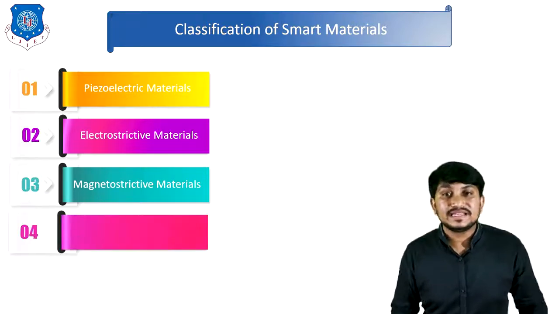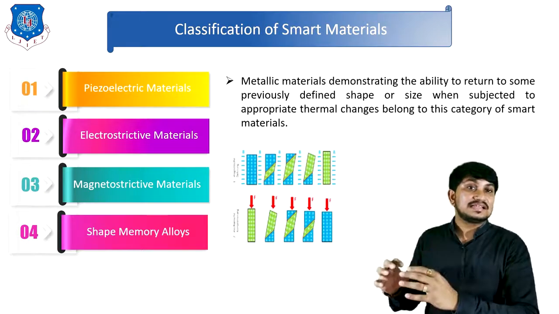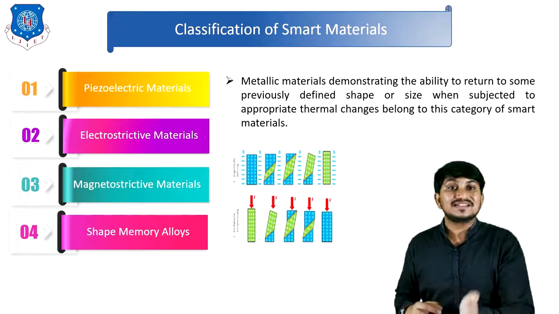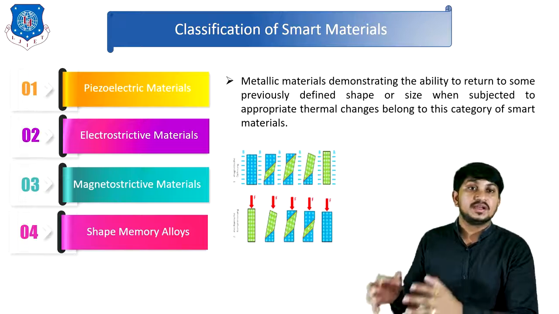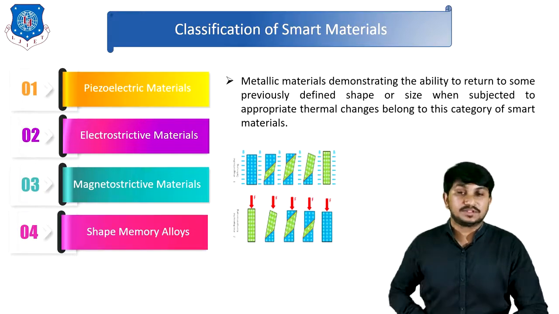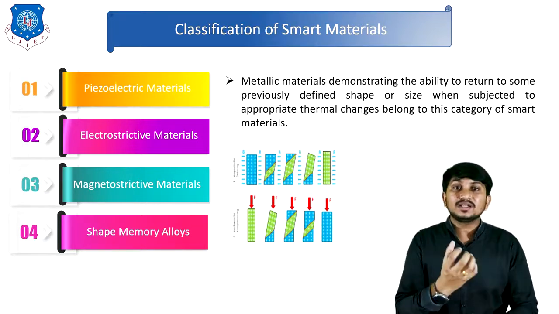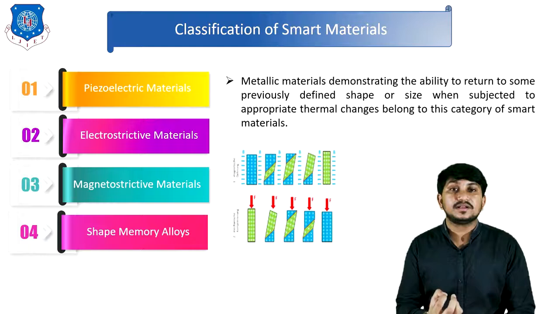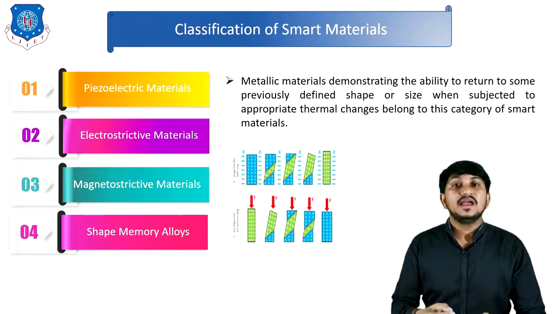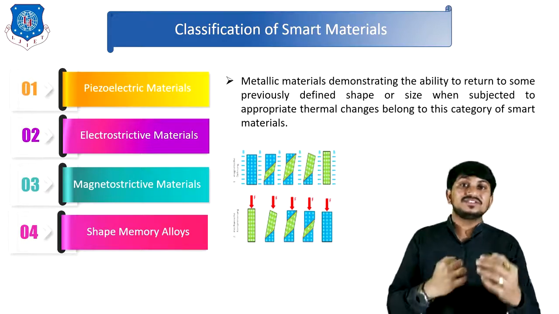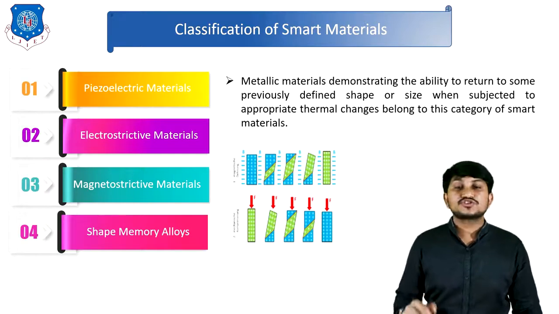Fourth type of material is shape memory alloys. Metallic materials demonstrating the ability to return to some previously defined shape or size when subjected to appropriate thermal change belong to this category of smart materials. So, shape memory alloys are materials where, when you heat or cool the material, the shape of the material is changed. And this material remembers its shape from before the thermal changes. This is called the shape memory alloys.